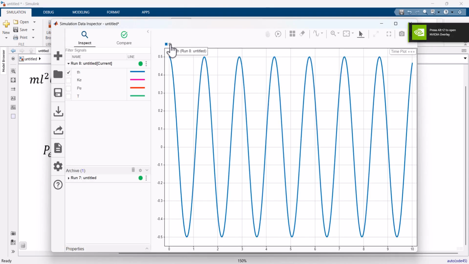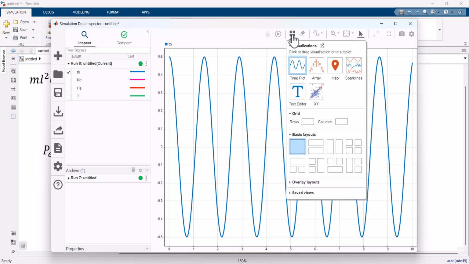So you can see that this is the graph for theta and it starts from 0.5 radians. We gave this as the initial angle of the pendulum and it keeps on oscillating between plus 0.5 and minus 0.5. And it will keep on doing that because there was no damping, so there is no energy loss and the pendulum will keep on oscillating.